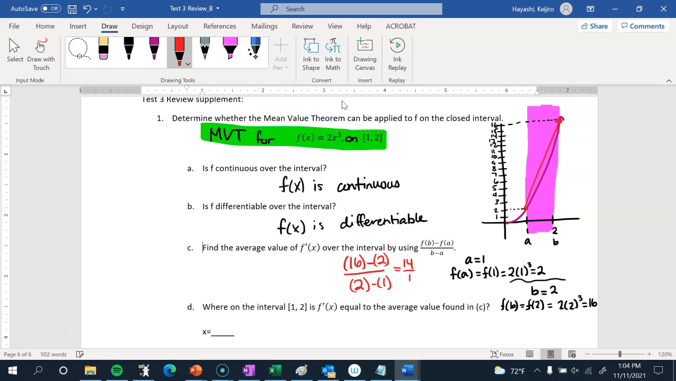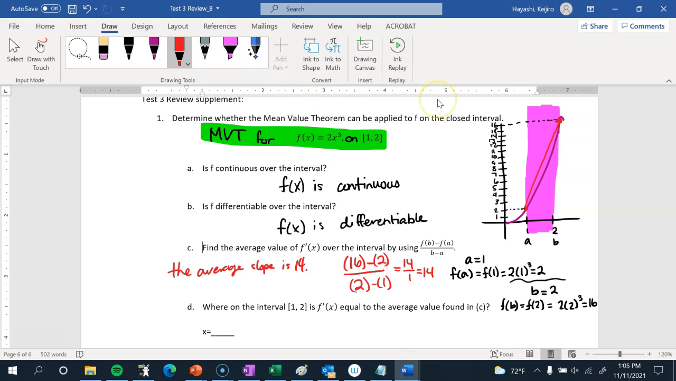So that's going to come out to 14 over 1, or just 14, meaning the slope of that line is 14. Even if you think of it in terms of rise over run, it goes up by 14 units and goes to the right by 1 unit. So the slope of that line is 14. And that slope represents the average value from one endpoint of the function to the other endpoint. So the average slope across the interval is 14.